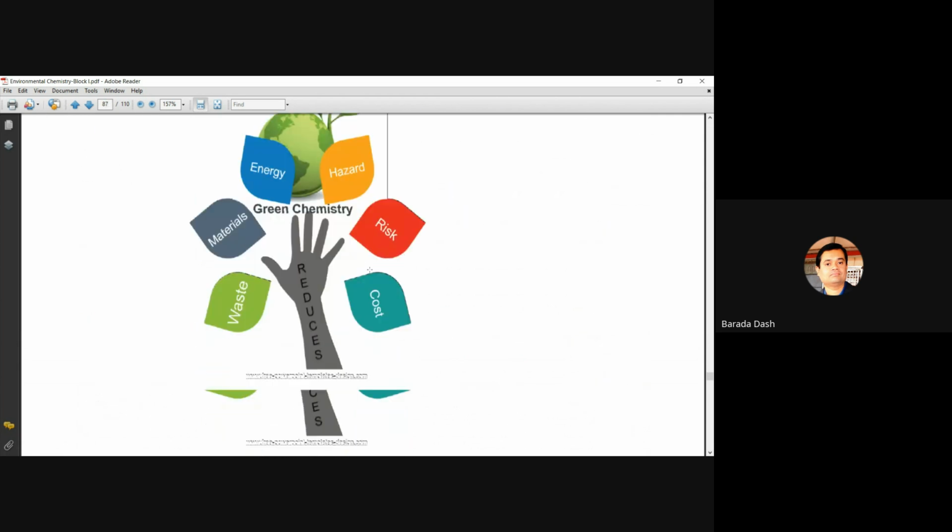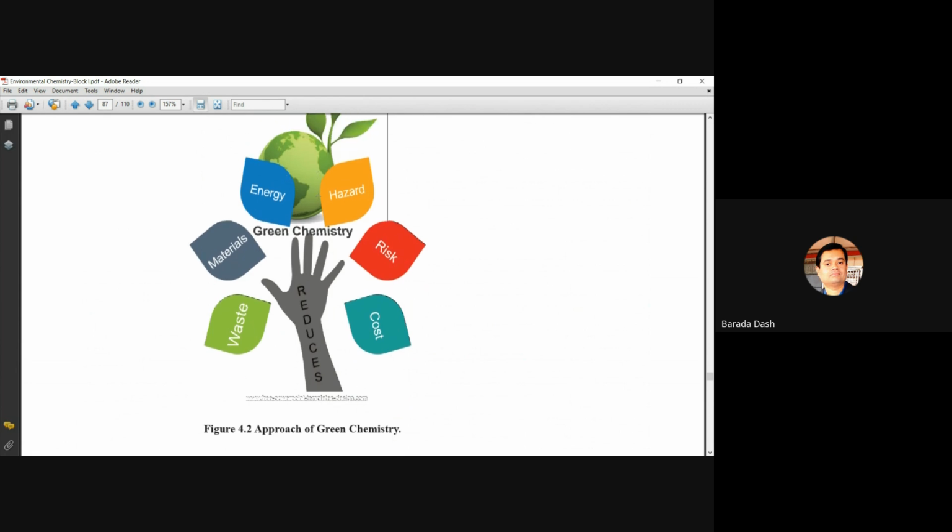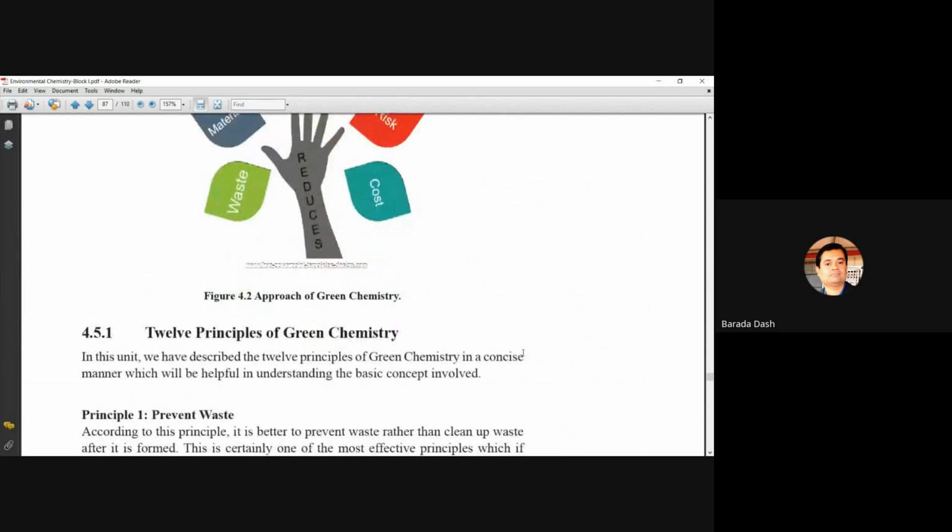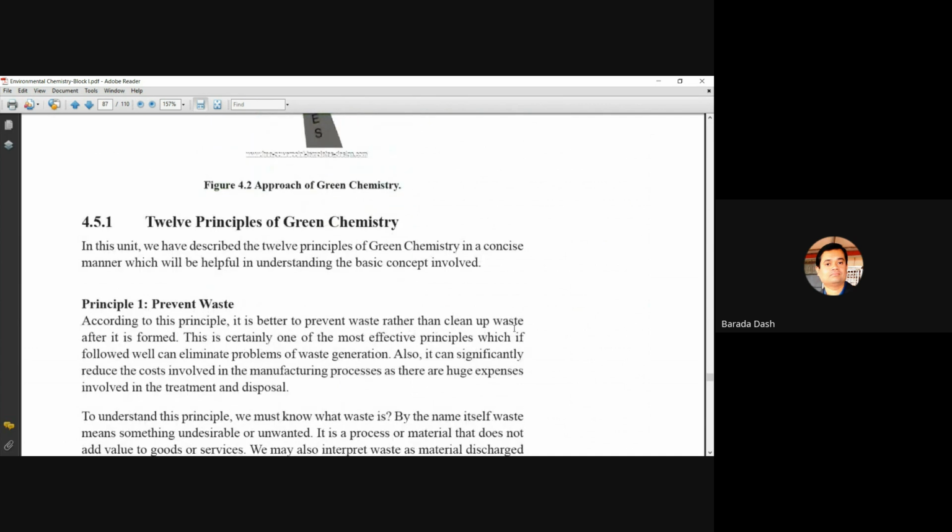So basically that is the approach of green chemistry: how to reduce waste, materials, energy, hazard, risk, and cost. So this is green chemistry. Reduce everything: waste generation, materials use, energy use, make it less hazardous, reduce risk and cost. There are 12 principles of green chemistry.